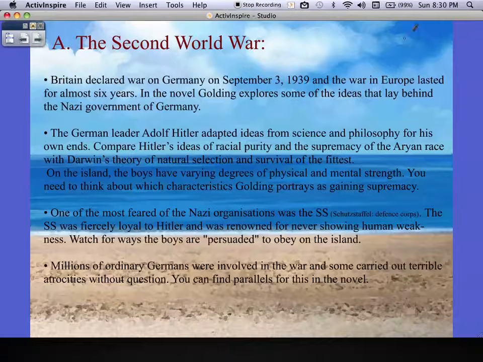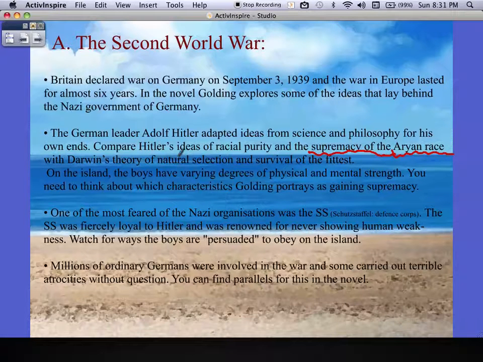Okay, the Second World War, and I'm going to go through this quickly. I know you had World War II with Mr. Carley. Remember that the war lasted about 6 years, and Golding was right in the middle of it, so a lot of what happened to him during the war gets explored in Lord of the Flies. The whole idea of Hitler and the supremacy of that Aryan race, the extent that he was willing to go to ensure this pure race, is just becoming known.